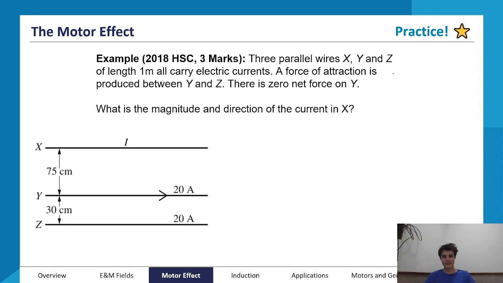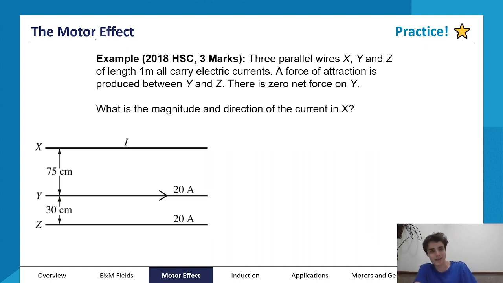Three parallel wires, X, Y, and Z, all of length 1 meter, all carry electric currents. A force of attraction is produced between X and Y. There is zero net force on Y. Our question is, what is the magnitude and direction of the current in the position X? Okay, let's dig into this a little bit. There's quite a bit of stuff going on. First of all, let's write down all of the information that we have been told.